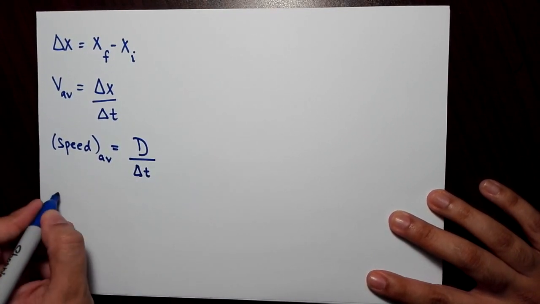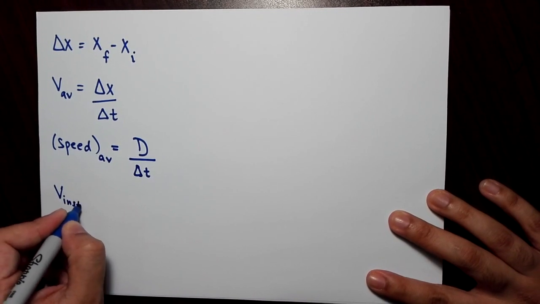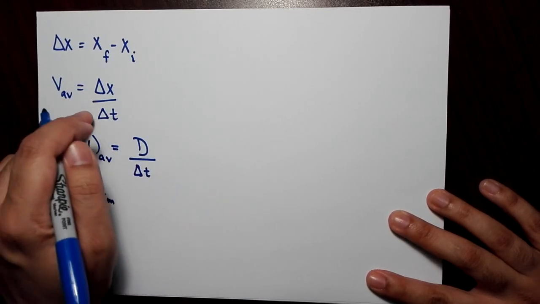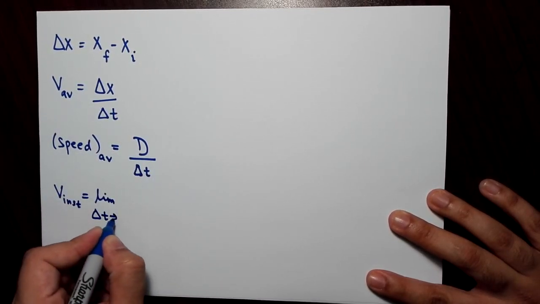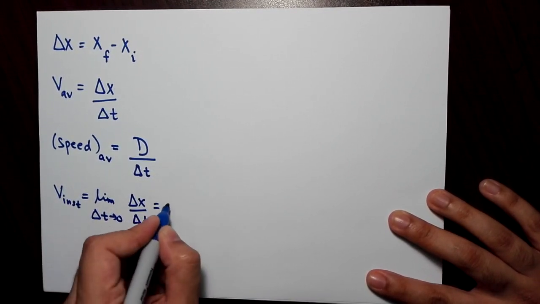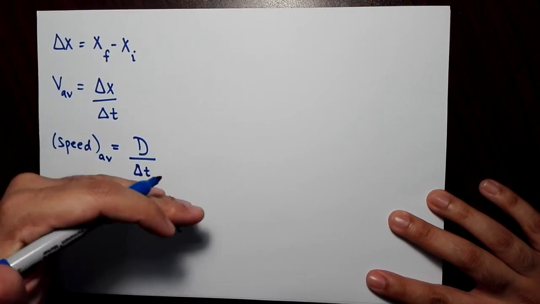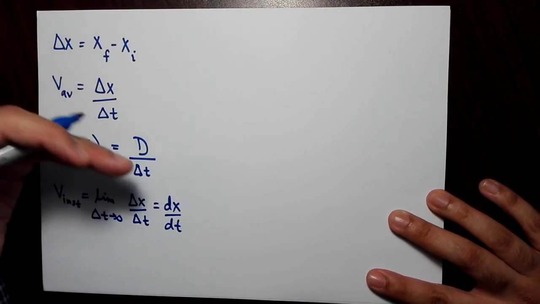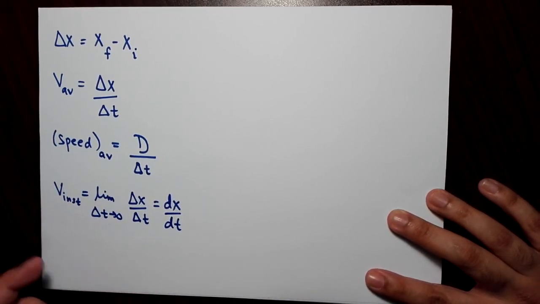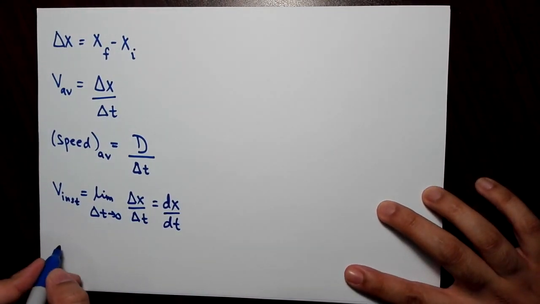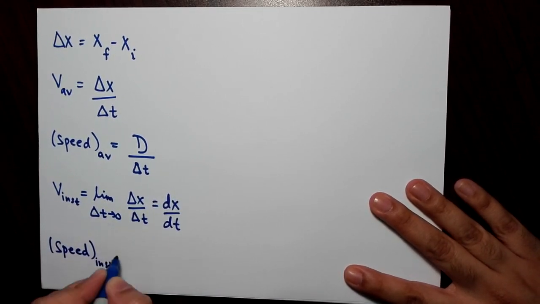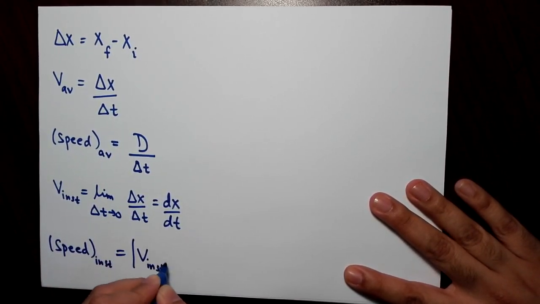And instantaneous velocity is the limit delta t approaching 0. If you take the limit delta t approaching 0 here, you get instantaneous velocity. So that's just the derivative. If you're taking algebra-based physics, then these three are enough for you. But if you're taking calculus-based, then you need to know this. Okay. And then instantaneous speed is just the magnitude of instantaneous velocity.